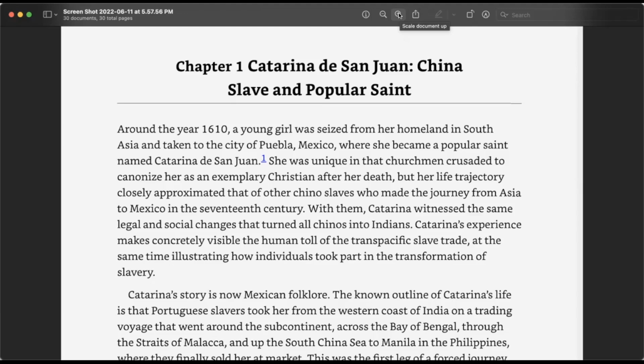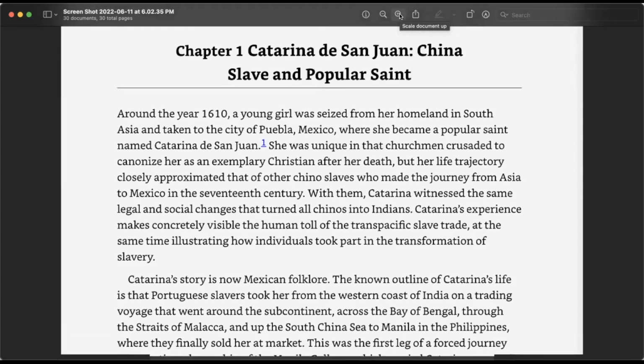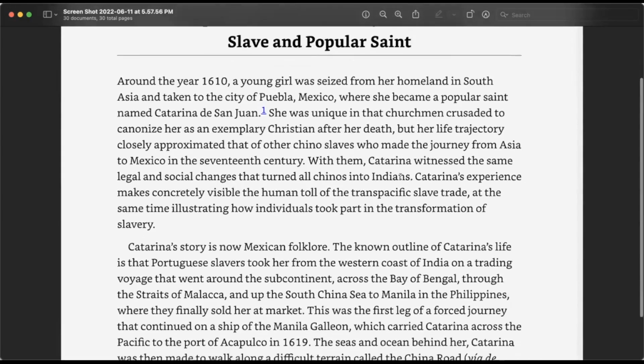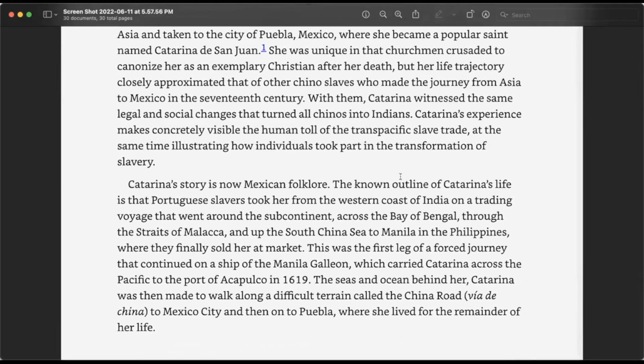Katarina's experience makes concretely visible the human toll of the trans-Pacific slave trade, at the same time illustrating how individuals took part in the transformation of slavery. Katarina's story is now Mexican folklore. The known outline of Katarina's life is that Portuguese slavers took her from the western coast of India. All right, she's Hindu. Katarina's Hindu. We saw the Hindus, what they look like. We saw some of the coolie girls, right? She's a Hindu. And who took her? Portuguese slavers, these merchants, Sephardic Moorish people.